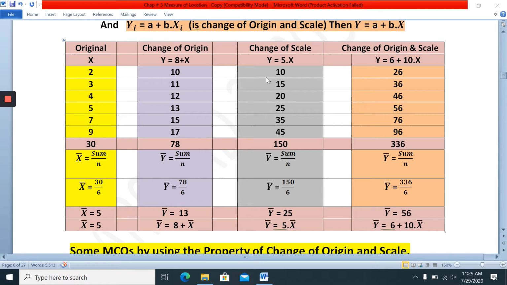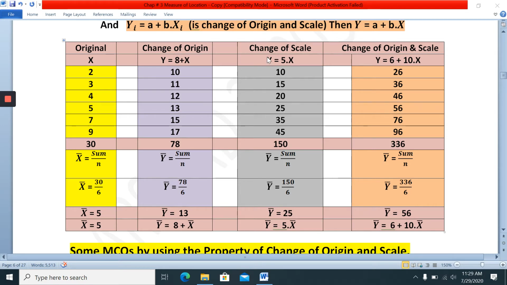Now the second property, change of scale. Change of scale means when you multiply something or divide something. Now I am multiplying here 5 with each number of x. So 5 times 2 is 10. 5 times 3, 15. 5 times 4, 20. 5 times 5, 25. 5 times 7, 35. 5 times 9, 45. These are new numbers. These new numbers are called y, and the property is y is equal to 5x.